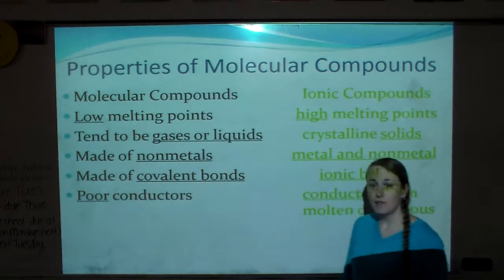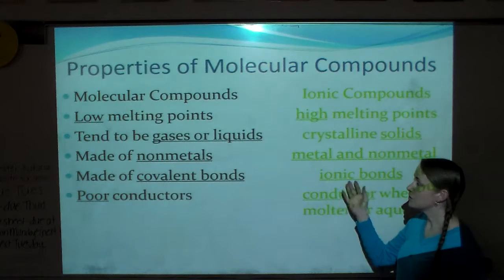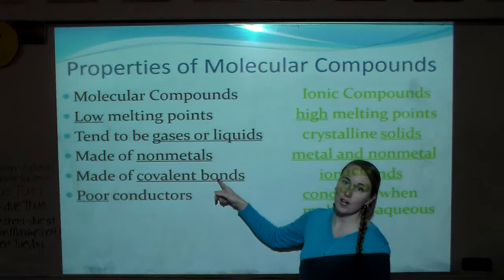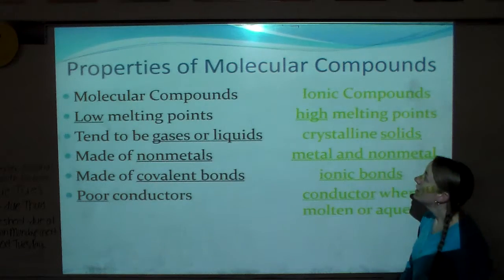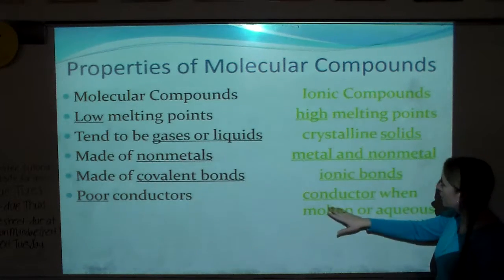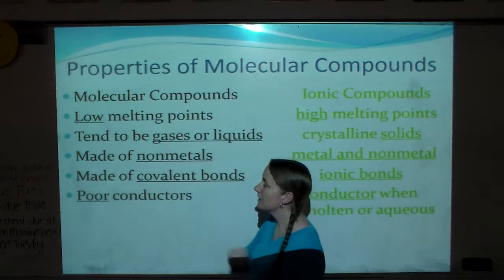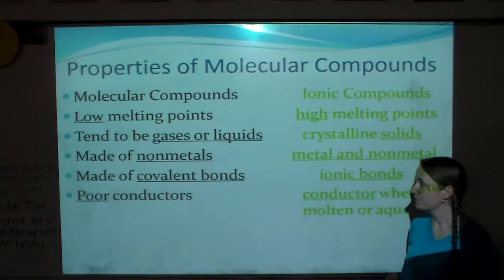Molecular compounds are made of covalent bonds. So in ionic compounds, they're transferring electrons. Some are losing, some are gaining. In molecular compounds, they're all sharing electrons. And then last thing is ionic compounds are good conductors when molten or aqueous, and molecular compounds are poor conductors.